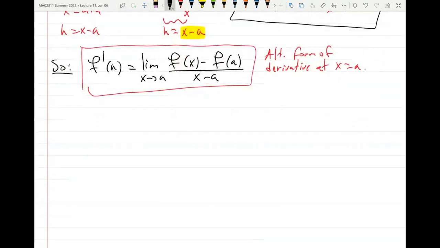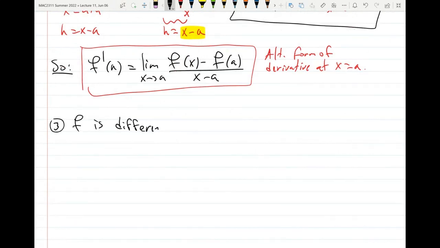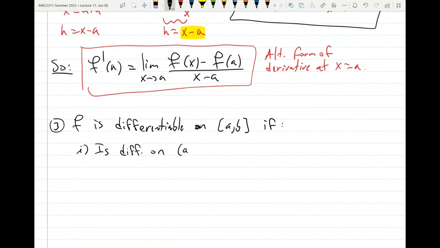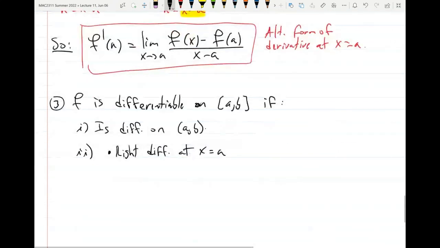So, f is differentiable on the closed interval [a, b] if, first, it has to be differentiable on the open interval. So inside the interval it has to be differentiable. And then second, it is right differentiable at x equal a and should be left differentiable at x equal b.